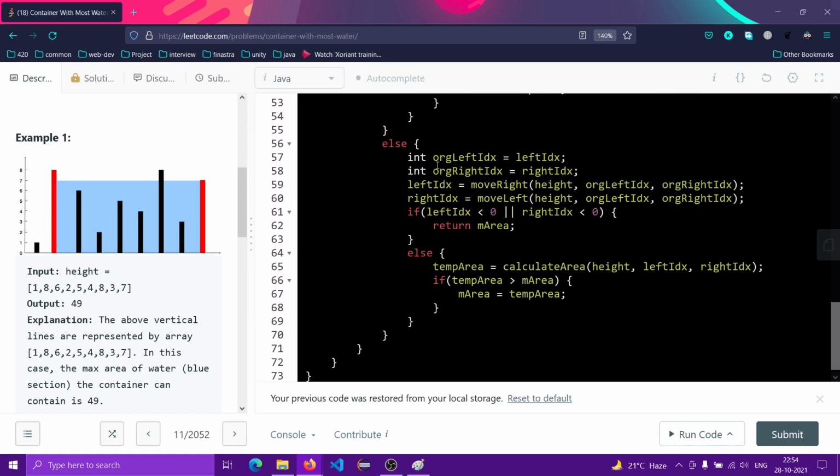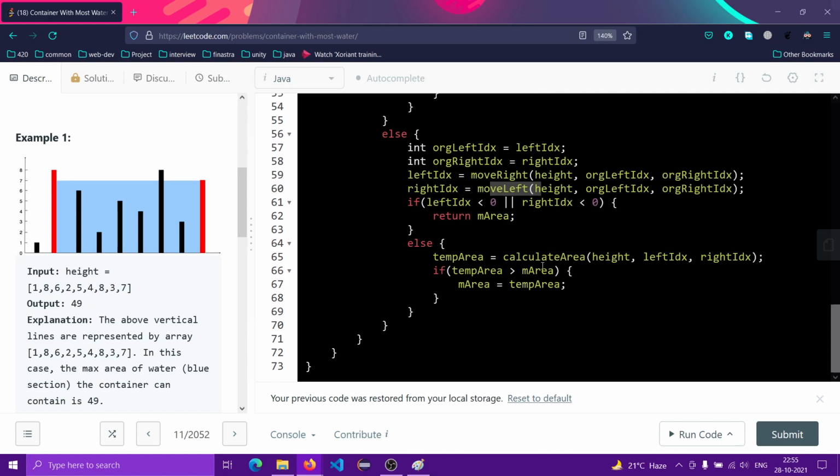Now the last one is if both are equal. In that case, move the right edge to the left and the left edge to the right. So what does move right do? It moves the left edge towards the right, and move left will move the right edge towards the left. Simple. Both are moving inside. And then calculate the area and check if the temporary area is greater than the maximum area.